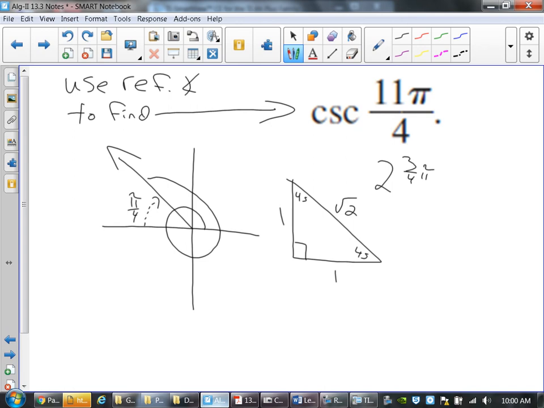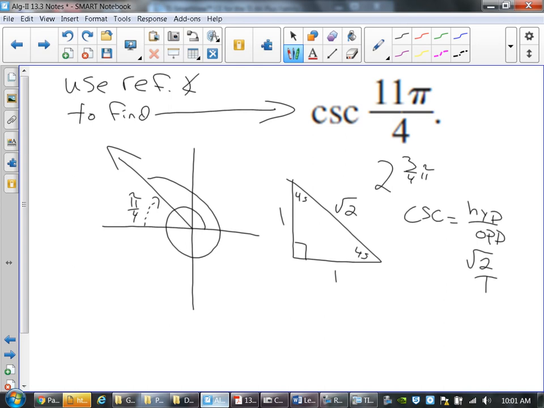Cosecant is the inverse of which function? Sine. So if the sine would be opposite over hypotenuse, cosecant would be hypotenuse over opposite. So in this case here, it's going to be √2 over 1. With me so far?